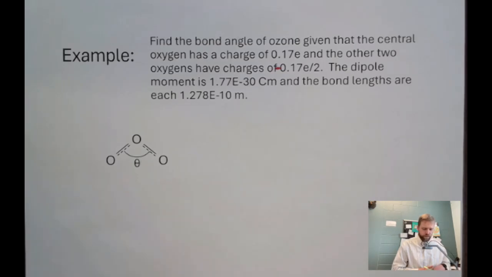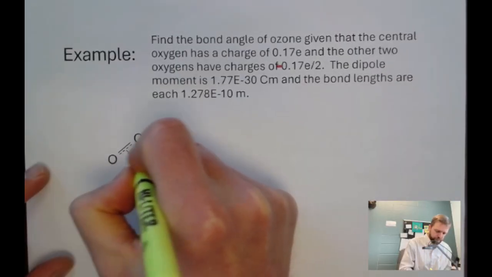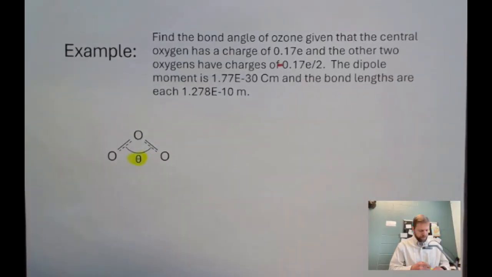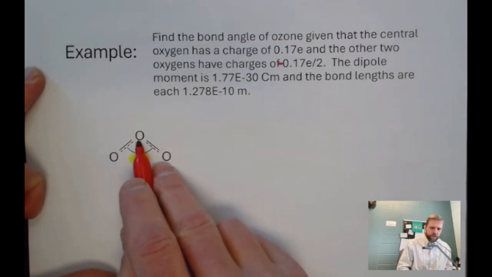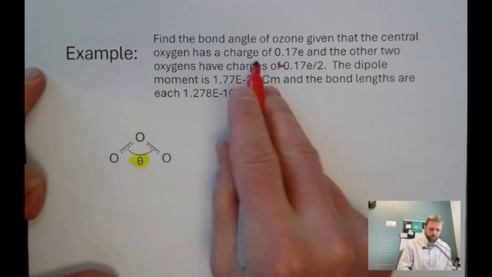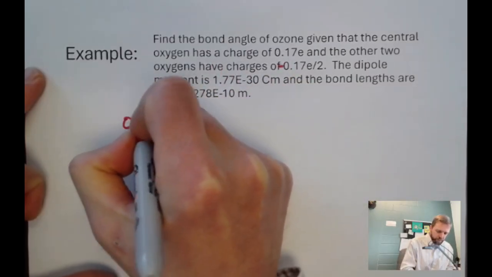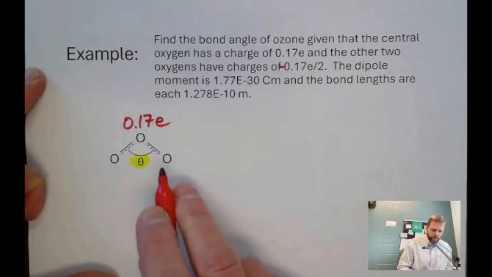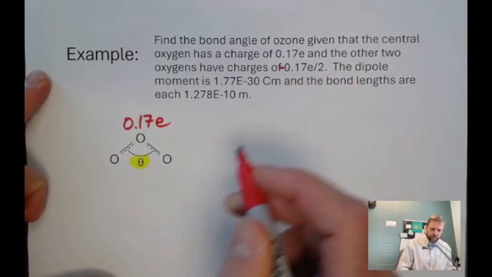All right, so let's highlight what we're looking for. We're looking for this bond angle that's labeled here, theta. We want to know what that is. Then let's label out everything. Let's label the charges. The central oxygen in the middle has a charge of 0.17 e. And these two each have charges of negative 0.17 e over 2.